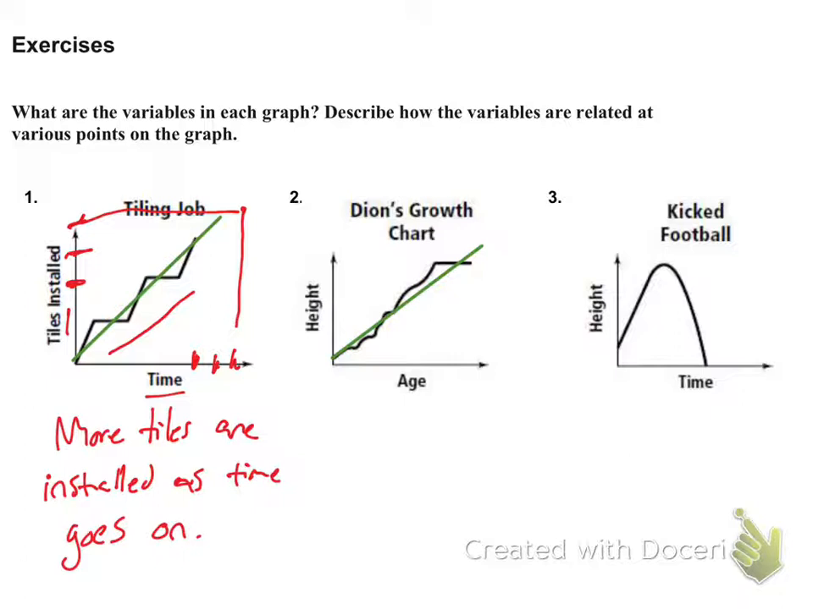All right, Dion's growth chart. So we have a positive trend line. So as he gets older, he gets taller. So as Dion ages, he increases his overall height.